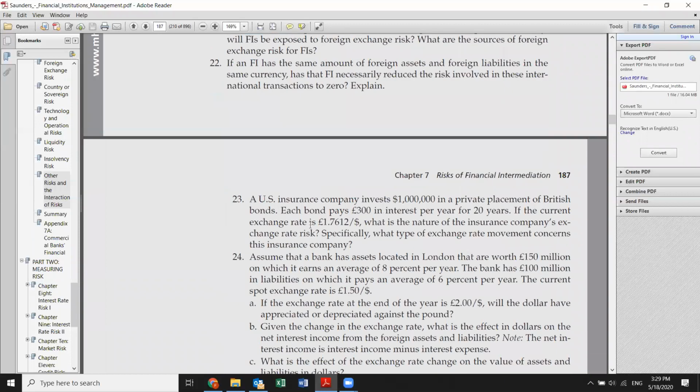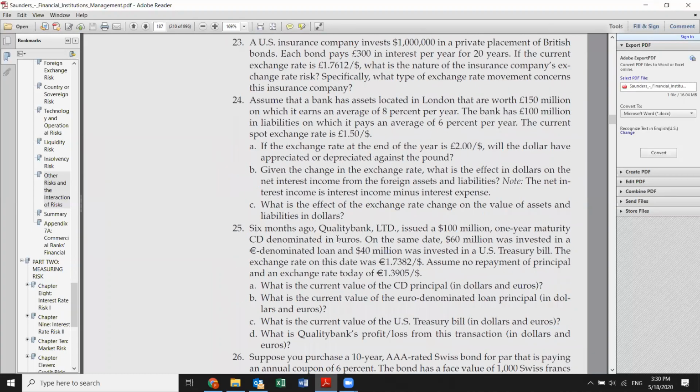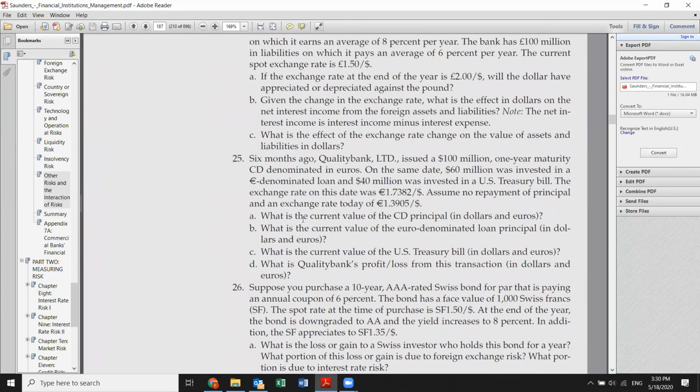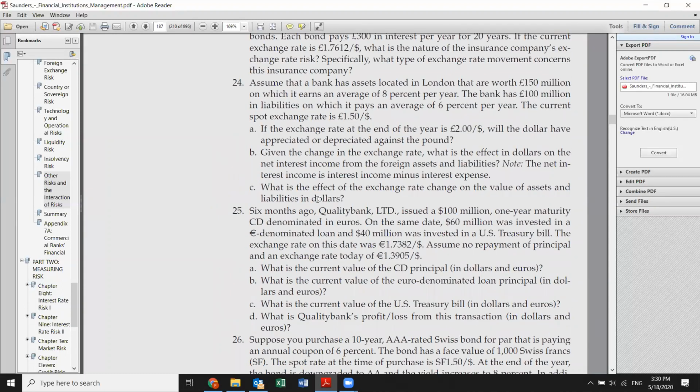Now, let's go further. Let me choose a good question for you, one that is really good. So let us go with this question, which is foreign exchange risk. Question 25. It's a good question. Actually, you can solve all of the questions at home, but they're more or less the same, so I'm choosing only the ones that are good questions.